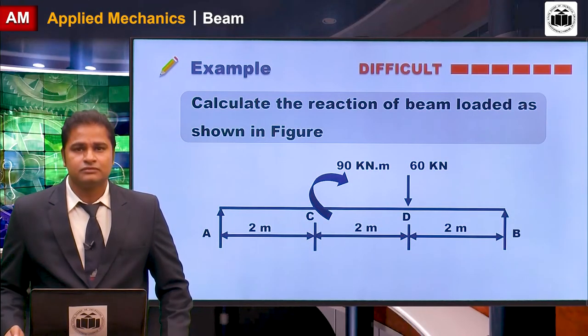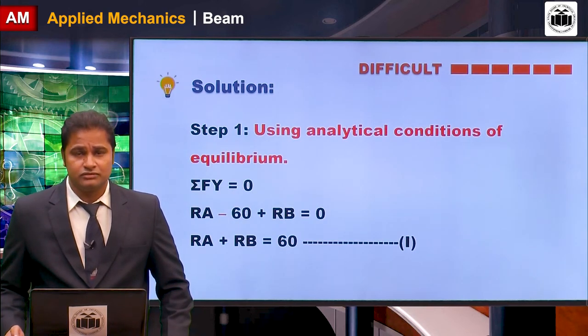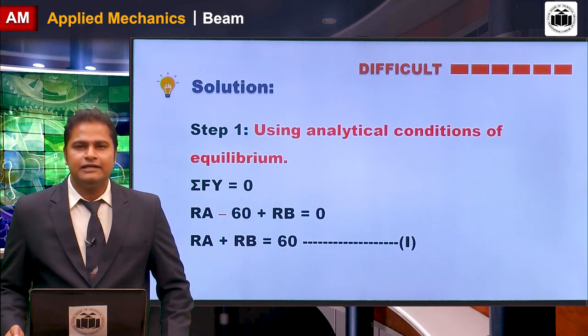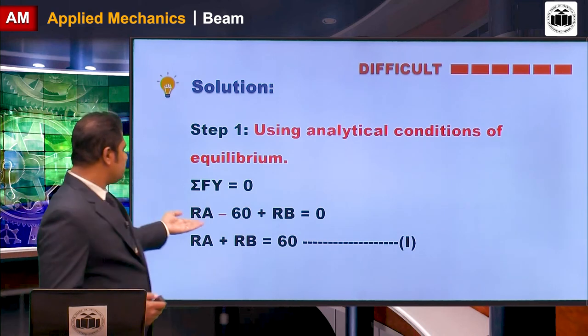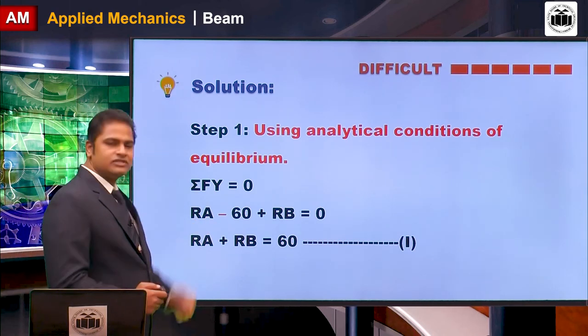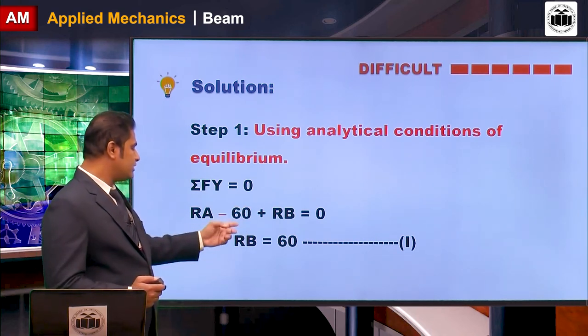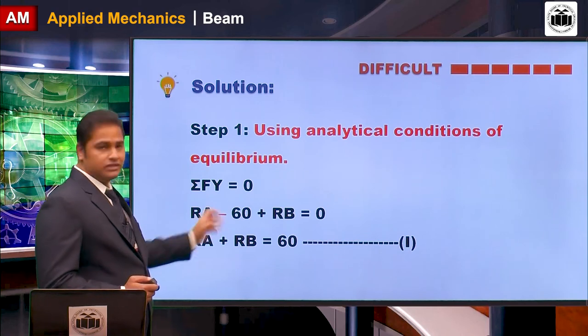Example 1. Here is a solution. Step 1, using analytical conditions of equilibrium. Summation Fy is equal to 0. Here is the common mistaken point. Upward forces are positive, downward forces are negative. Take care at the time, we have to take the downward forces as negative.